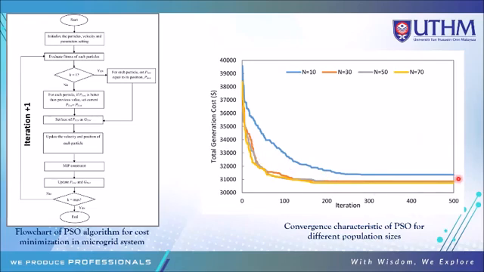In some cases, when we increase the population size, the solution is fixed to a certain value. We cannot improve the solution, which means that population size is enough for your case study. If we increase the population size more, of course it needs a lot of simulation time to complete the simulation to solve our problem. This is the convergence characteristic of the PSO for solving this problem.